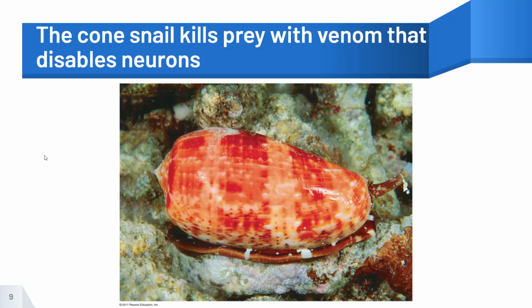This little guy here is a cone snail, and he kills his prey with venom that will disable neurons, basically blocking that signal transduction pathway. A cone snail will kill its prey with venom that disables and paralyzes its food, so it can go ahead and eat it. So it will catch its prey with that venom.